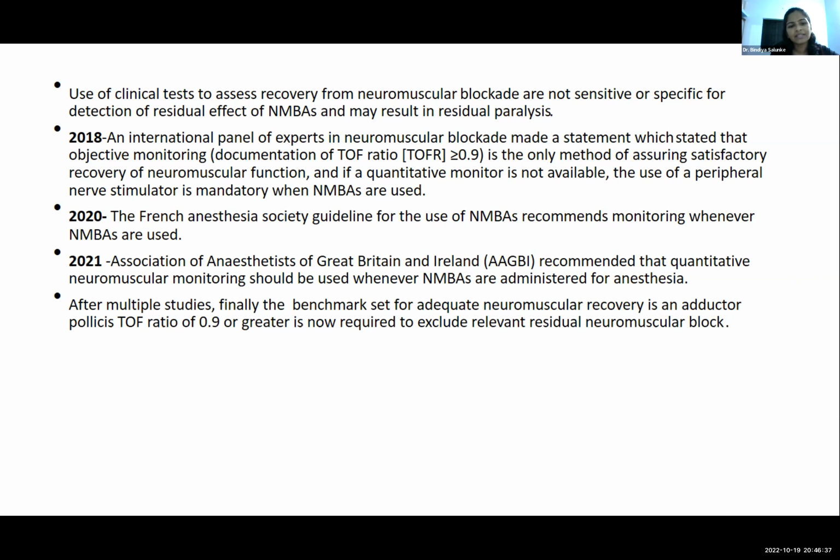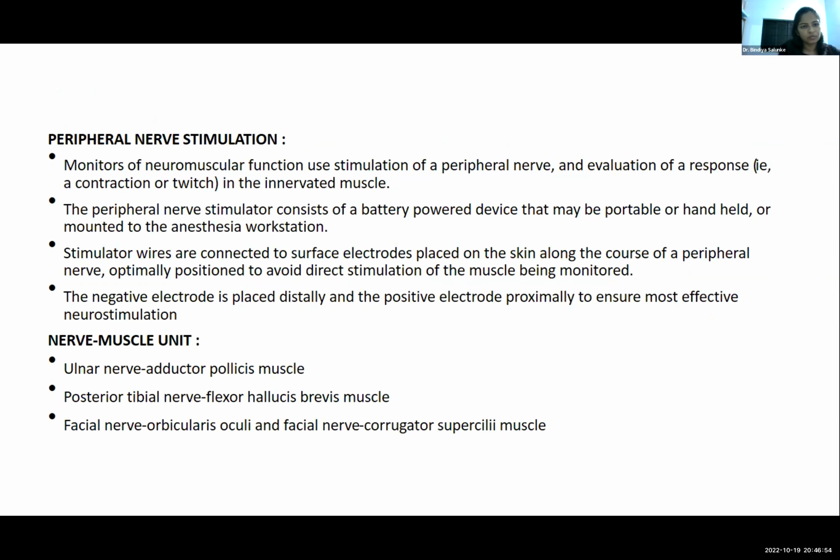After multiple studies and multiple guidelines, finally, the benchmark set for adequate neuromuscular recovery is an adductor pollicis train-of-four ratio of 0.9 or greater, which is now required to exclude relevant residual neuromuscular block. So, peripheral nerve stimulator. What is this monitor? This could be magnetic or electronic. We are mostly using the electronic one.